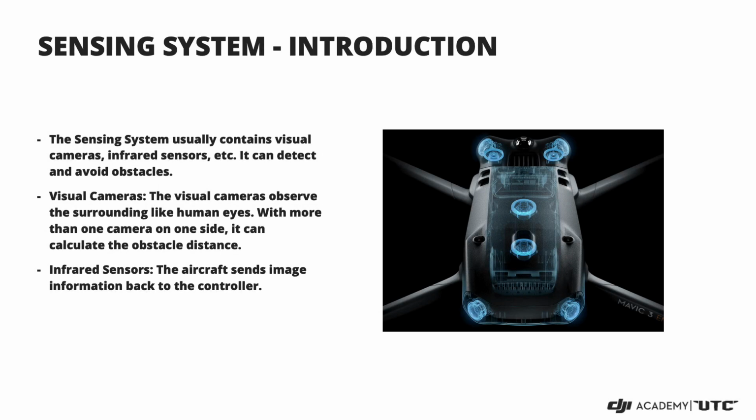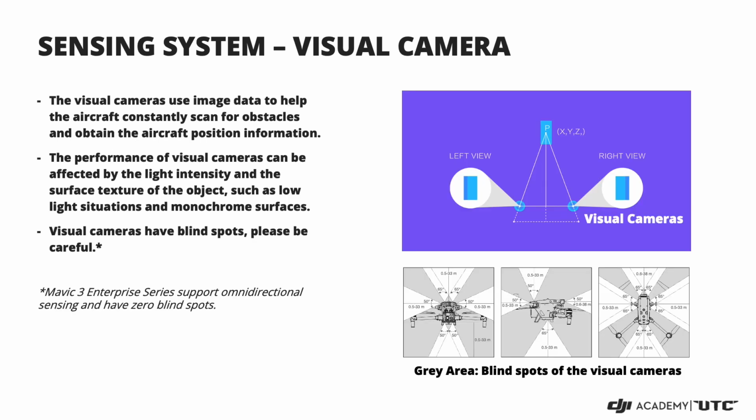Next, let's talk about the sensing system. DJI usually use the visual camera and infrared sensor on the aircraft. With these sensors, the aircraft can recognize obstacles and avoid them. About visual cameras, you can see 2 cameras on one side for most models. The system can calculate the distance by comparing the image difference between 2 cameras.